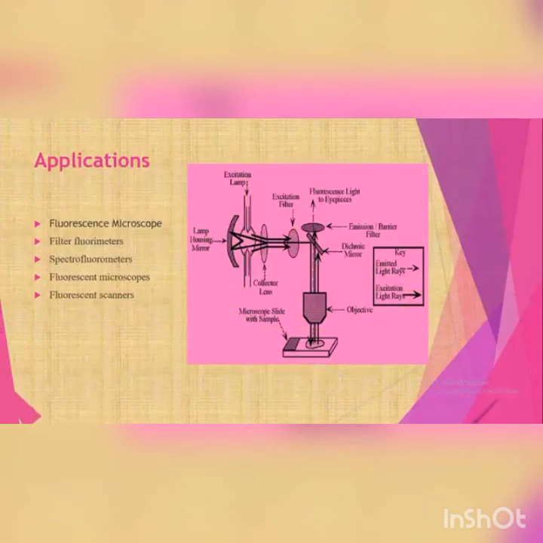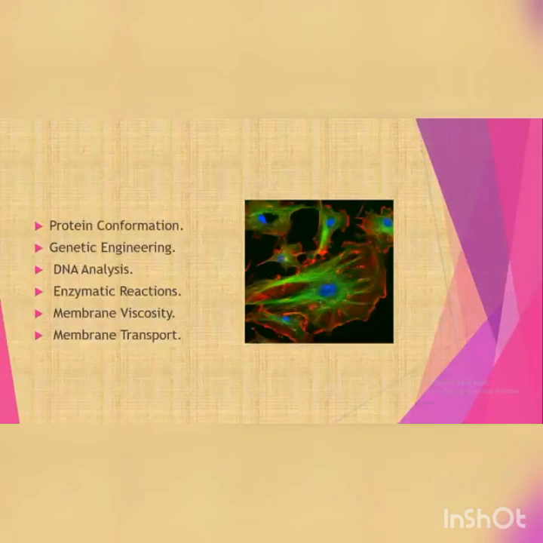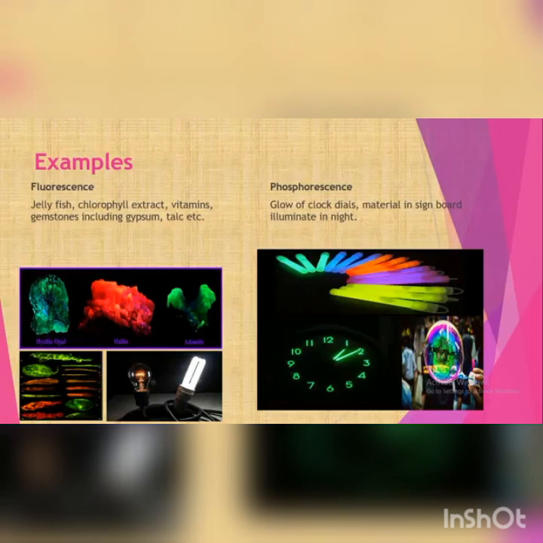Applications: fluorescence microscope, filter fluorometer, spectrofluorometer, fluorescence scanner. Protein conformation, genetic engineering, DNA analysis, enzymatic reactions, membrane viscosity, membrane transport. Examples: fluorescent jellyfish, chlorophyll extract, vitamins, gemstones including gypsum, talc, etc. Fluorescence is seen in the glow of clock dials, material in signboards, and illuminated lights.